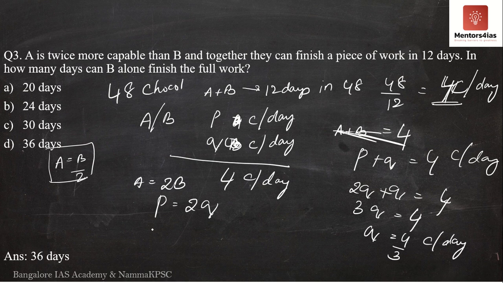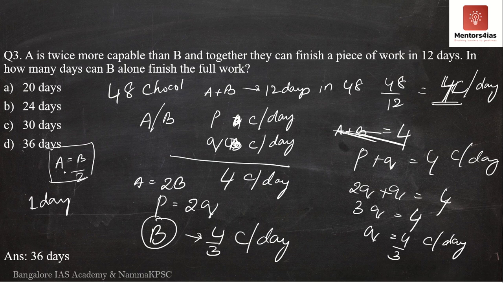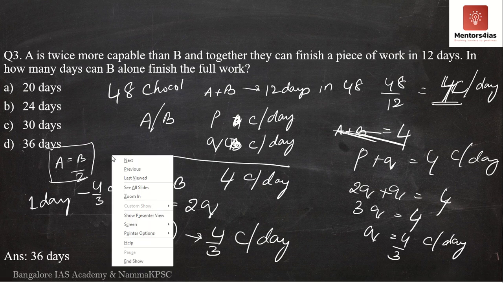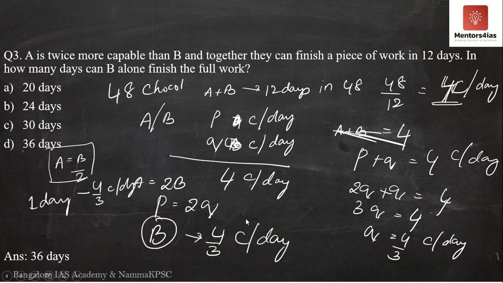Meaning person B eats 4 by 3 chocolates per day. So, in one day, I'm sorry, I'm solving the problem everywhere. I hope you're able to follow, because I'm moving from one place to another. Please do keep track. So, coming back to this, if B is able to eat 4 by 3 chocolates in one day, one second, I'll just erase the entire thing now. Or let me just solve it here.